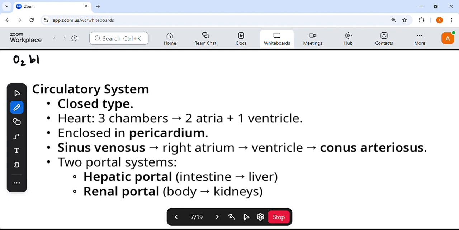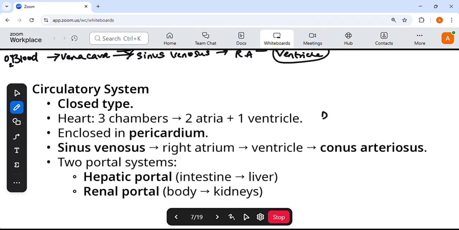First, deoxygenated blood through vena cava, sinus venosus, to the right atrium, then to the ventricle. This is a deoxygenated, not oxygenated.